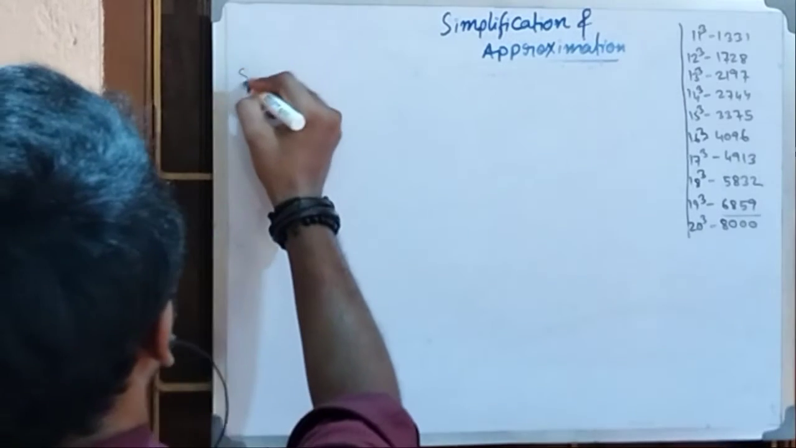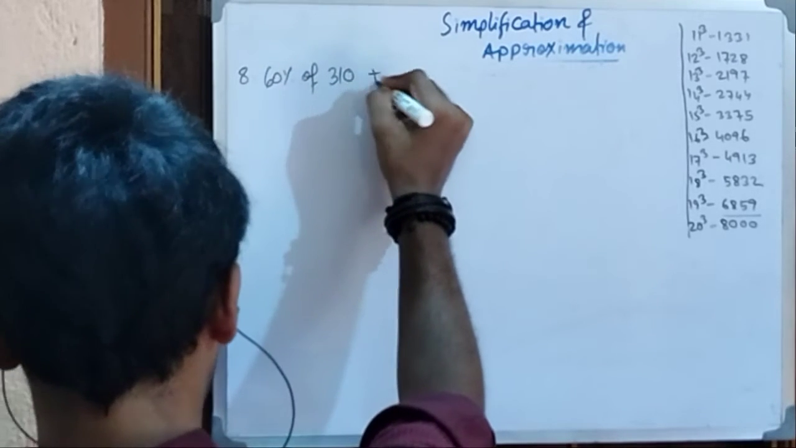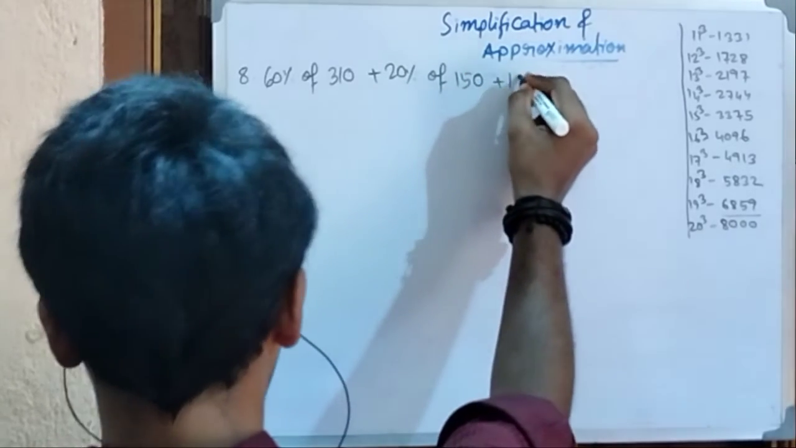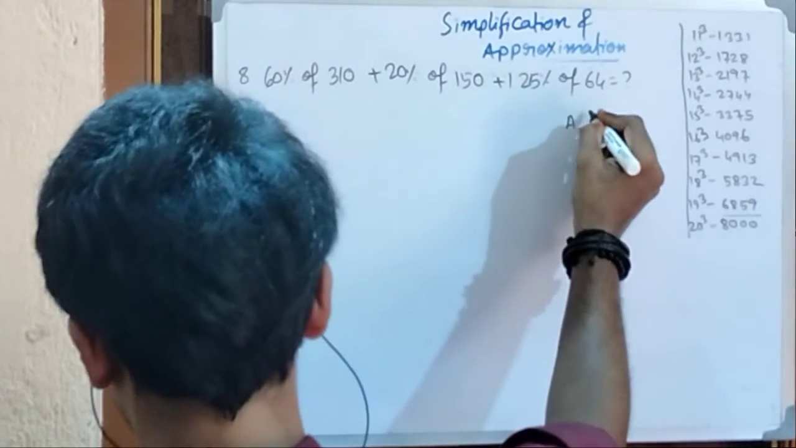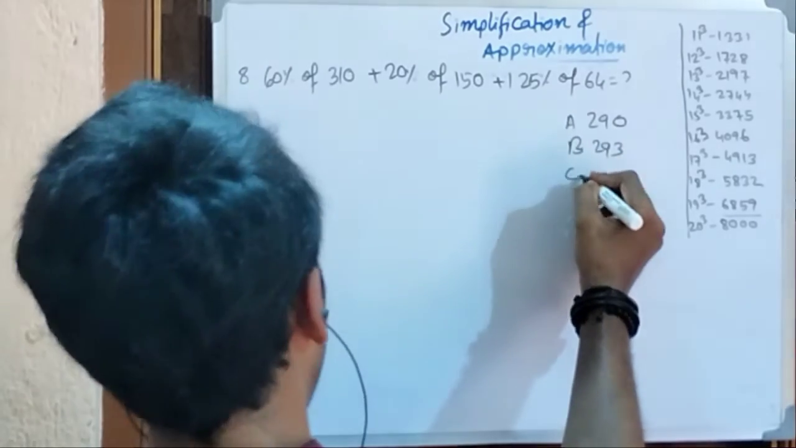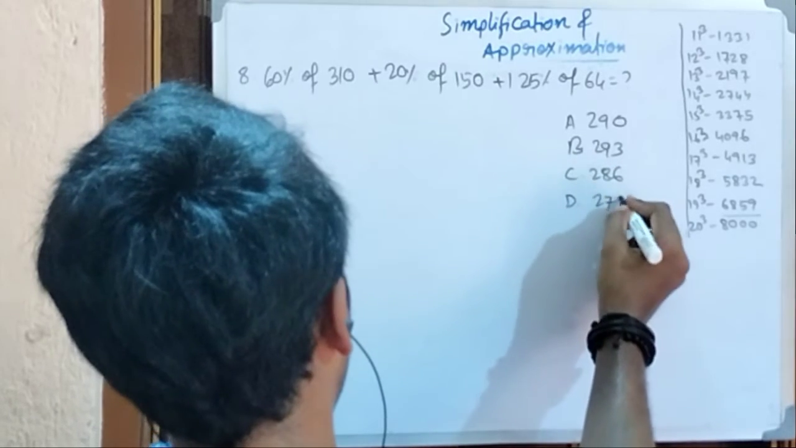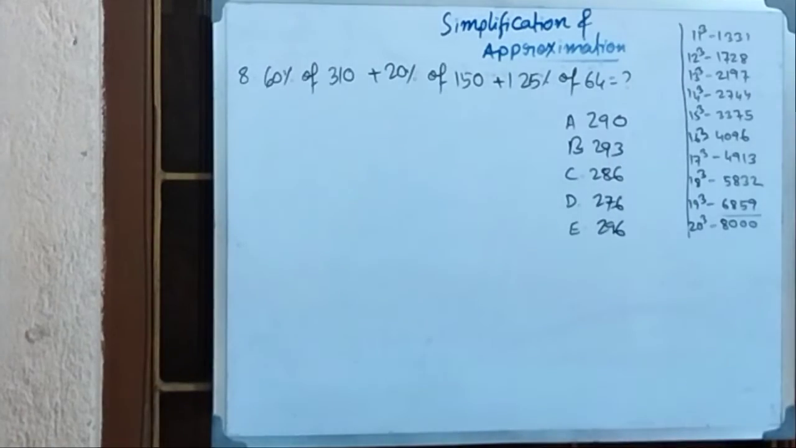Okay, the next question here. Plus 125% of 64. Again, options are there. I am giving the options right now just because you have to use the options. You have to use the digit sum and unit digit technique here. And the last option is 296. Do it. Right now I am not going to solve it just by using the unit digit and digit sum method.